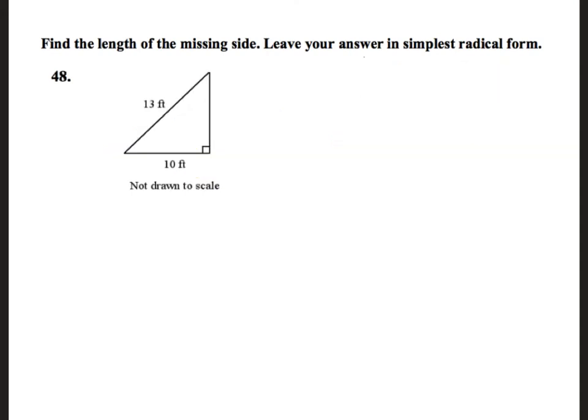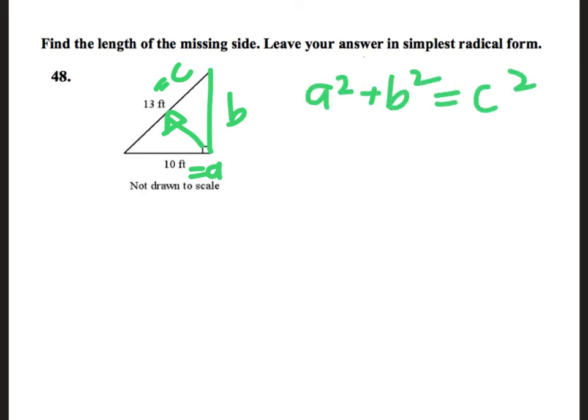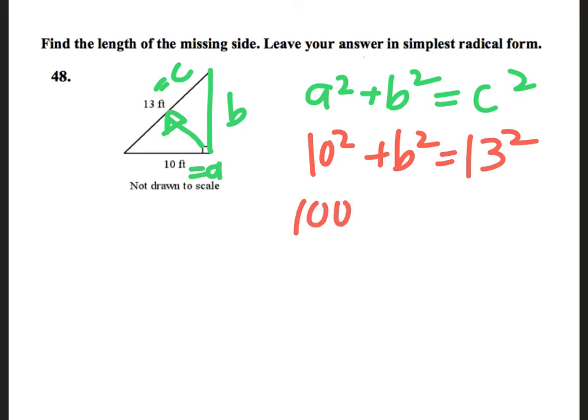My last one says find the length of the missing side. Leave your answer in simplest radical form. This time they give me my c value, so 13 is going to equal c. Maybe 10 is a and we're missing b. So we have a squared plus b squared equals c squared. Again, a is going to be 10 squared plus b squared equals 13 squared. If I square 10, I get 100 plus b squared equals 13 squared, which is 169.